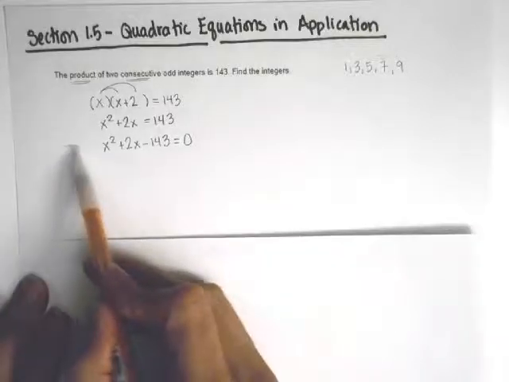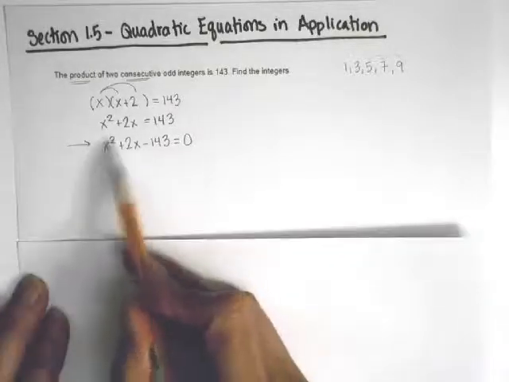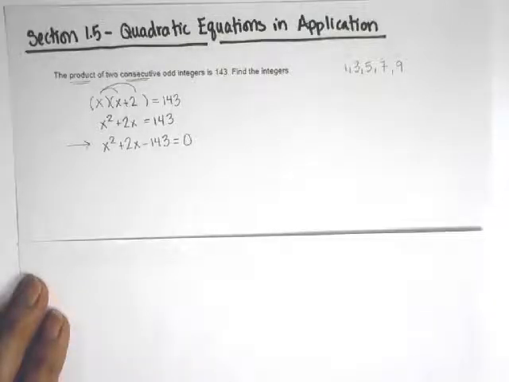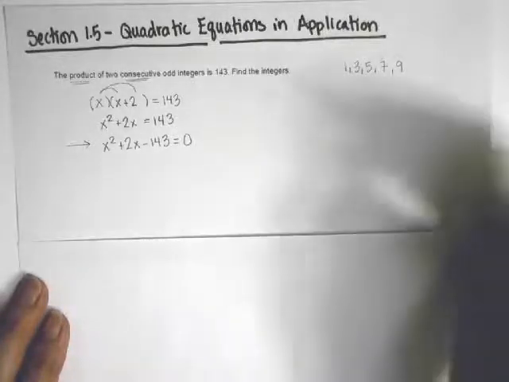At this point, when you get to an equation that's in standard form, meaning you have x squared, 2x, and negative 143, you have a variety of options to solve it. You can solve it by factoring. You can solve it by completing the square. You can solve it by using the quadratic formula. If factoring is challenging for you, the quadratic formula will always be our friend.